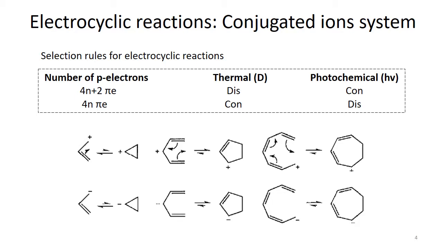Talking about electrocyclic reactions involving conjugated ions and radicals, basically the basic selection rules are the same for these two, because all the conjugated ions and radicals can fall in one of these two categories. Just like there can be 4n plus 2 pi electrons, or they can be 4n electrons, because we are talking about conjugated ions and radicals here.